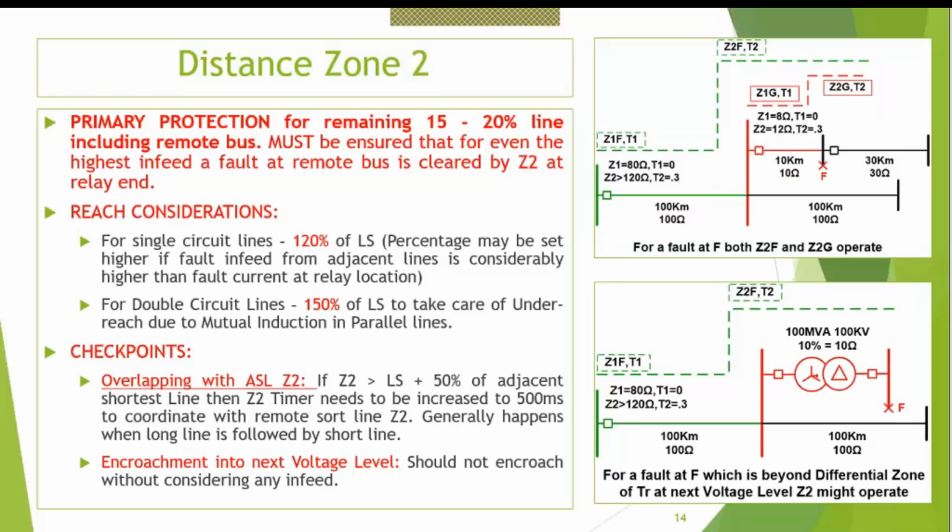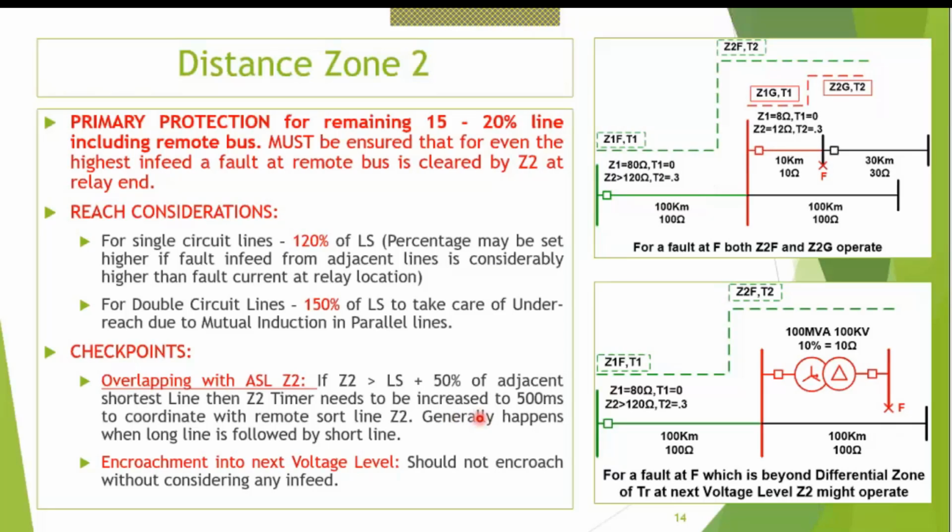That means if zone 2 overreaches this middle point, better increase the zone 2 time by at least 150 milliseconds from this particular relay, which is the short line relay.